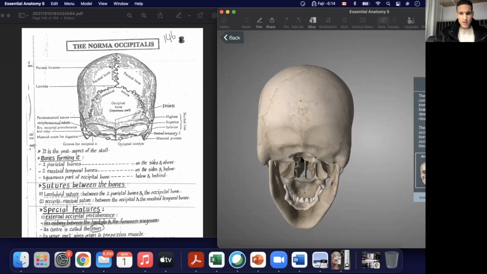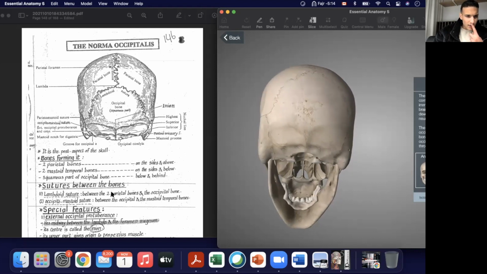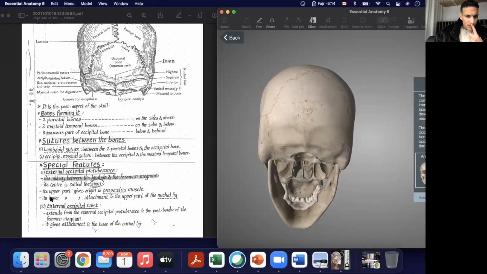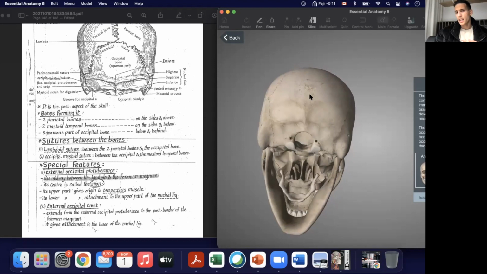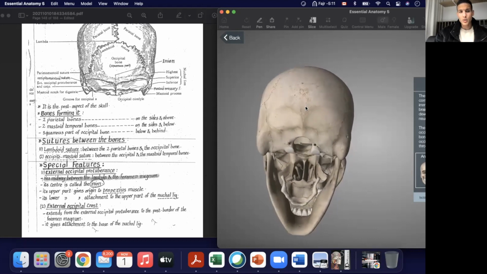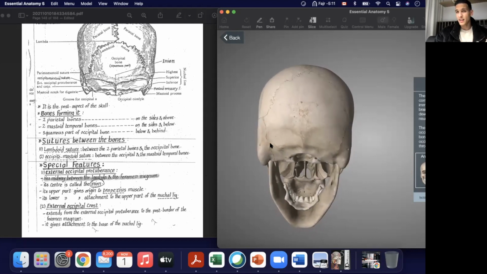So the special features that we see is the external occipital protuberance, as I said, lies between the lambda and the foramen magnum. So that's the lambda, and that is the foramen magnum. And the external occipital protuberance is found right here. Its upper part gives origin to the trapezius muscle. You will learn that in the future. And its lower part gives attachment to the upper part of the nuchal ligament, also something that you will learn in the future. So these landmarks are important to learn to understand when they tell you that this structure attaches to this part of the bone, you know what you're talking about.